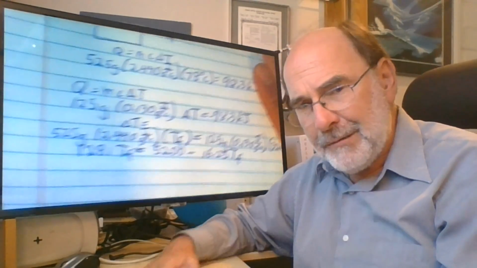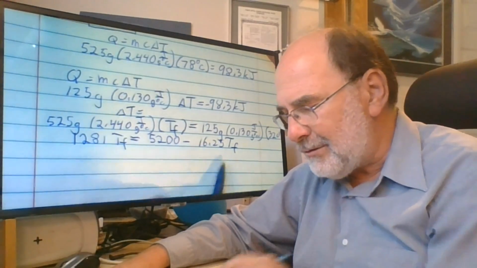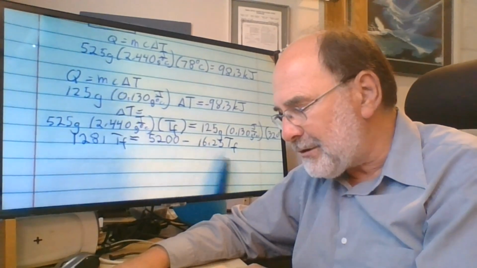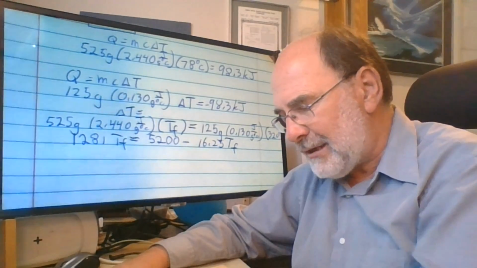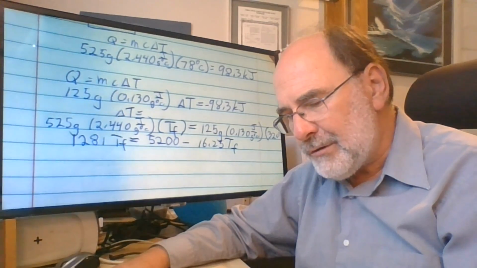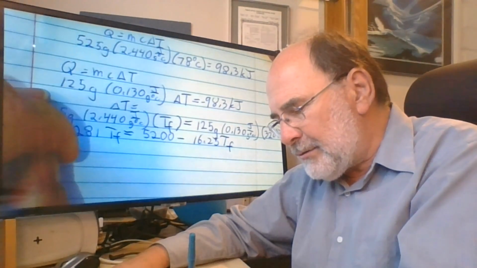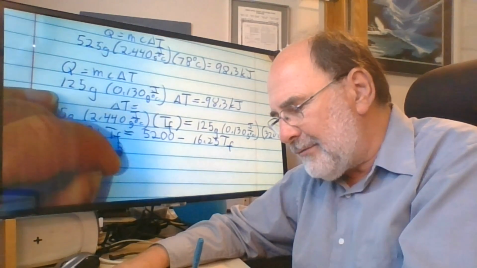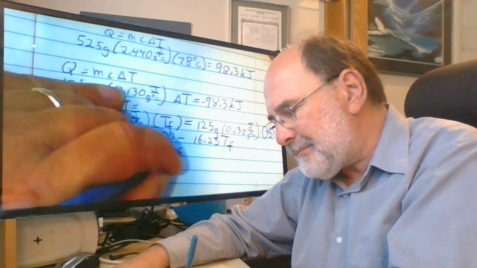And so now it becomes more obvious to you, oh yeah, this is a Math 1 problem with just one unknown. I need to combine like terms, simplify, right? So I'm going to add 16.25 times T final to both sides. So 16.25 plus 1281, enter, it says 1297.25 times T final is equal to 5,200.